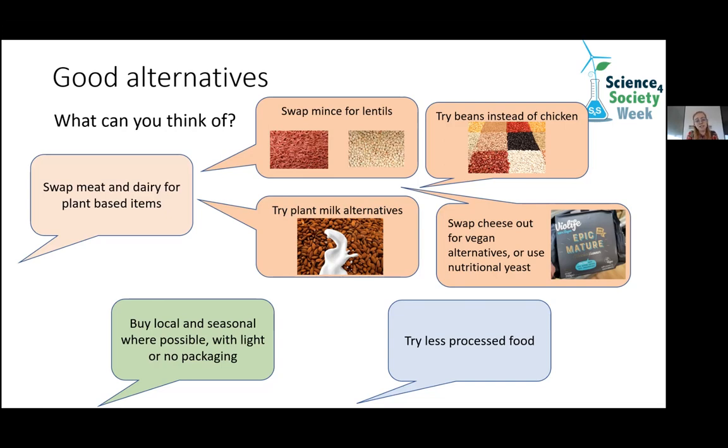Yeah, so there's lots of things that people forget when we're talking about plant food, is that things like donuts and chips are still plant-based food. You can still eat quite a lot of unhealthy plant-based food. But you can also make a lot of healthier choices.